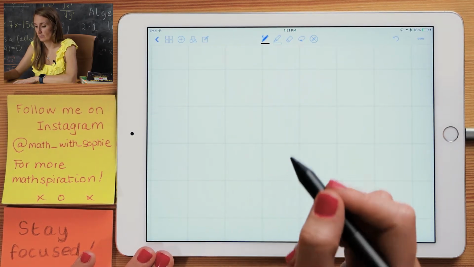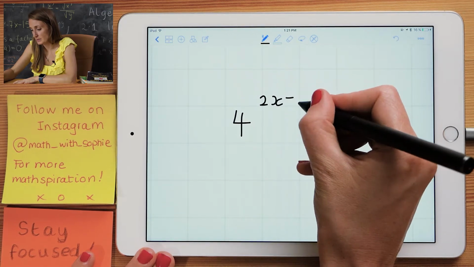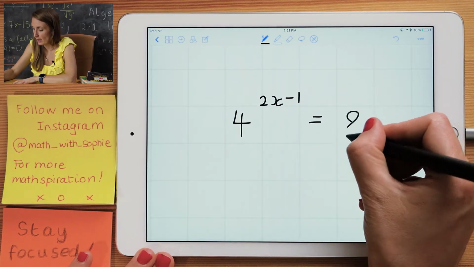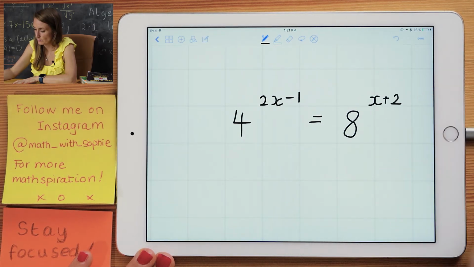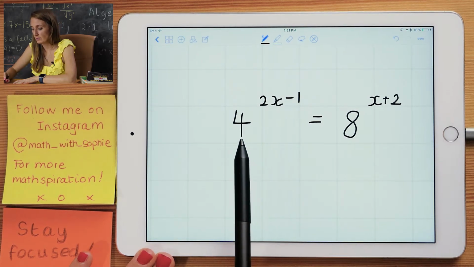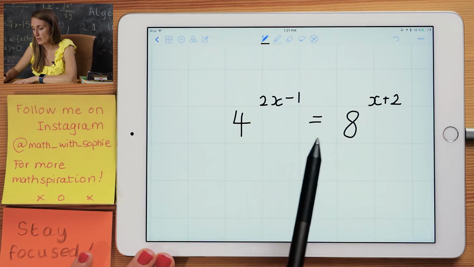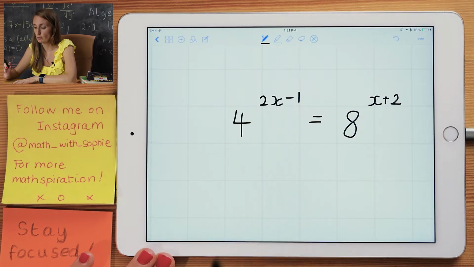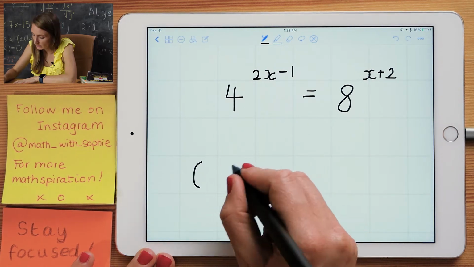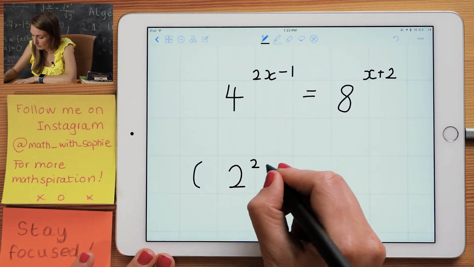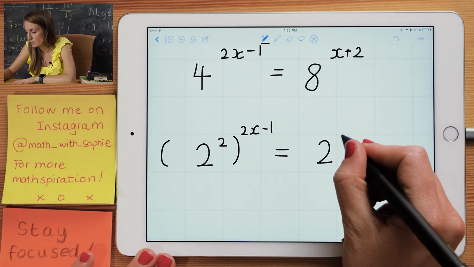Let's do a second example of that, which is 4 to the power of 2x minus 1 equals 8 to the power of x plus 2. The most important thing in these questions is that we have the same base number, the same big number. So both of these are powers of 2. So the first thing I'm going to do is change 4 into 2 power 2, and I'm going to change 8 into 2 power 3.